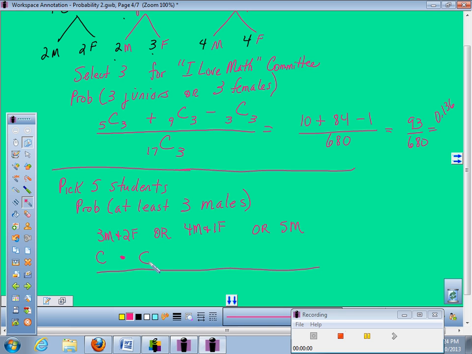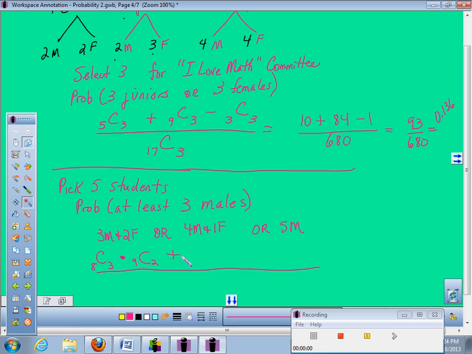Okay, so how many males were in this group? We had 8 males and we're picking, we only wanted 3. Now I need 2 females. And there are 9 females in the room. I'm picking 2. Then it says or. Plus.